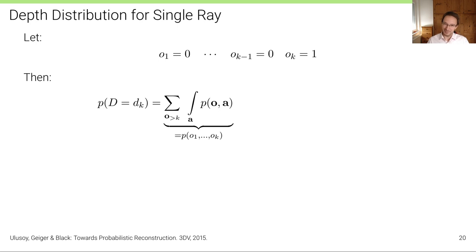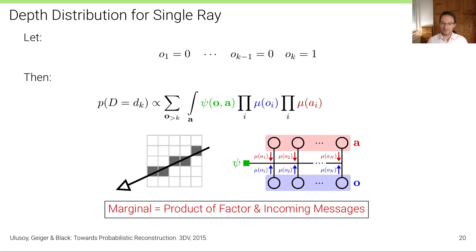So how can we compute a marginal distribution? Well, we can use the sum product algorithm. And then the marginal, after running the algorithm, is given as the product of the factor and the incoming messages. That's what we have derived in the previous lecture. So in this case of this ray factor, this high order factor, we have the product of the factor itself with all the messages that are coming in from the A, the appearance variables along the ray, and all the messages that are coming in from the occupancy variables along the ray.